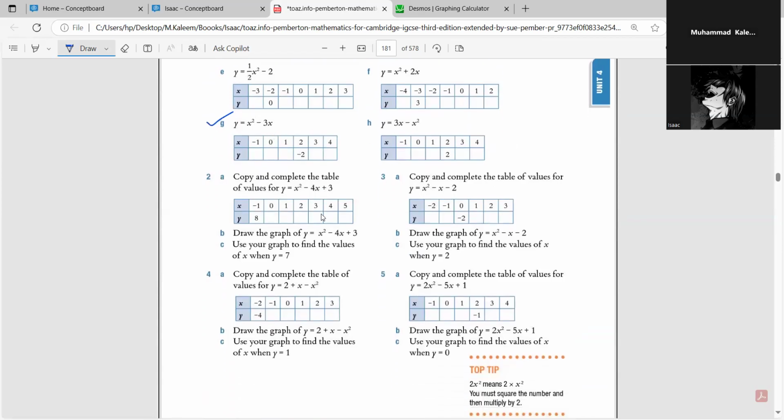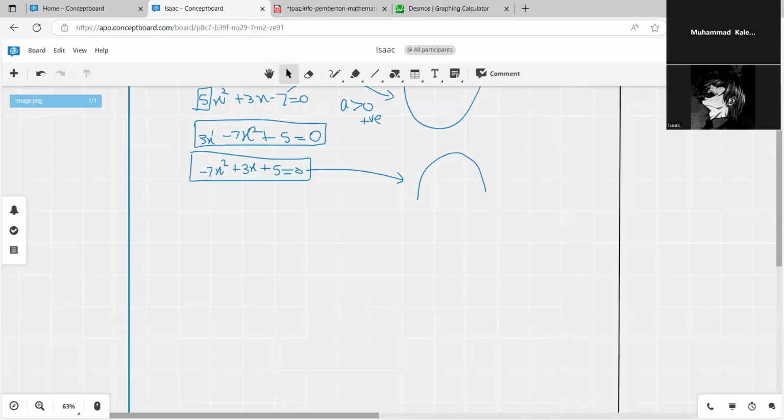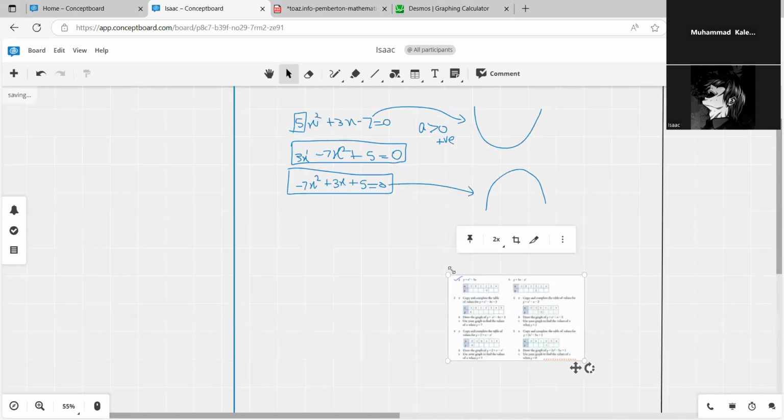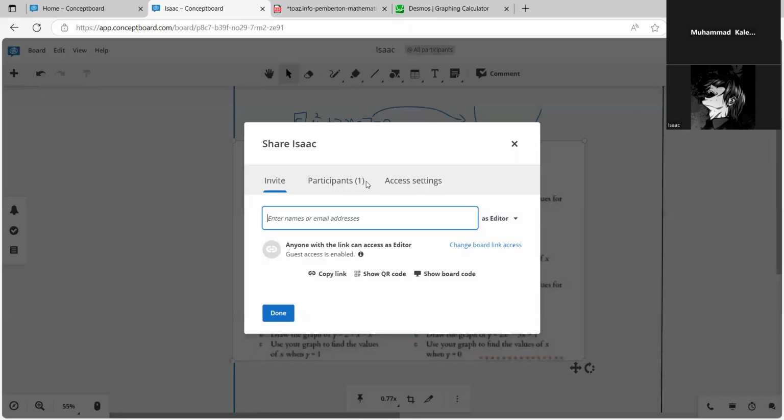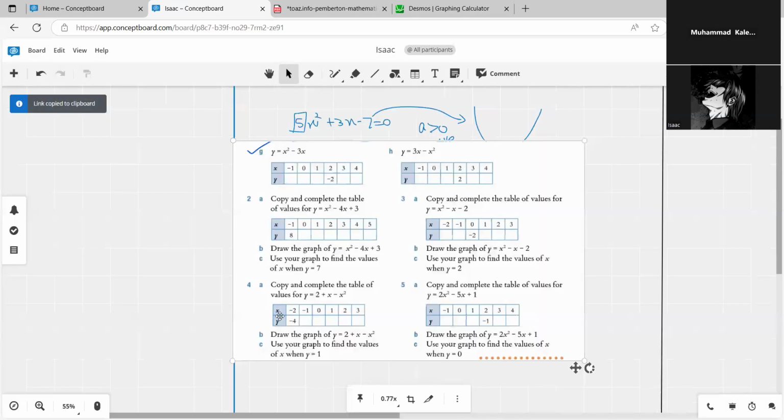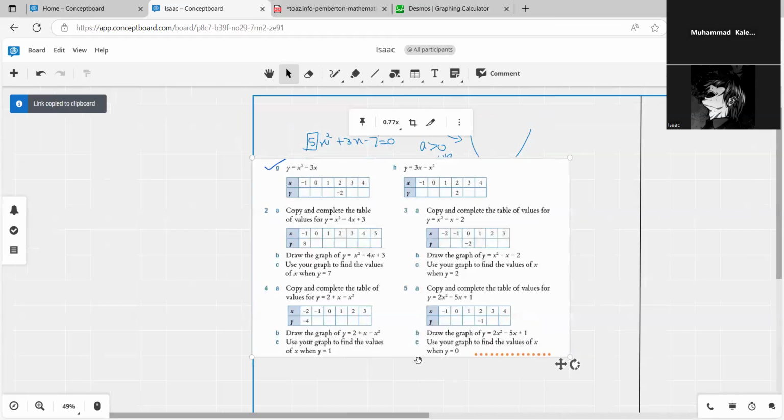Okay. I'm sending you the board link. You have to join it and practice there, because on the board I can easily paste the graph paper, so you can easily sketch. Okay, I sent you the board link. Yeah, I've seen it. Thank you.